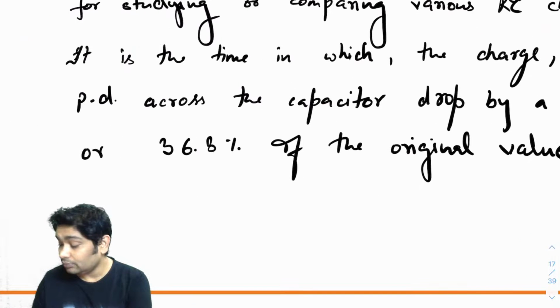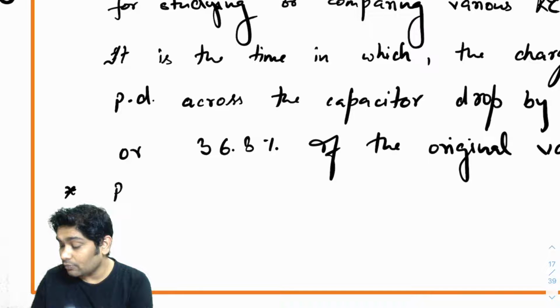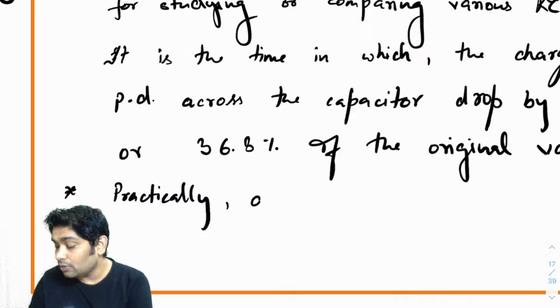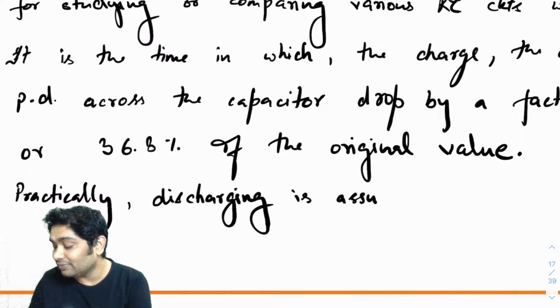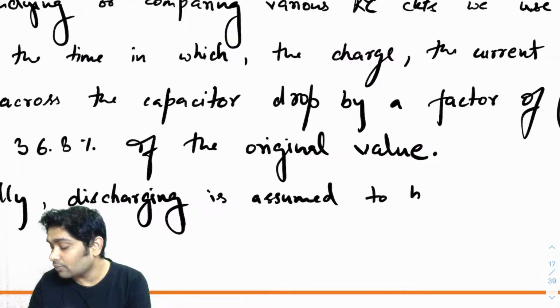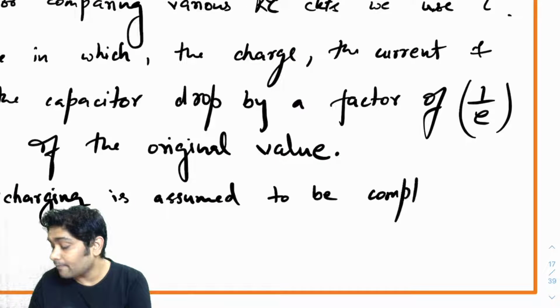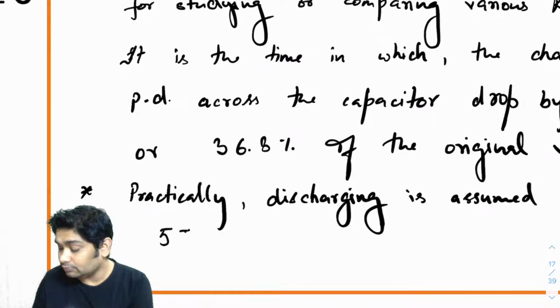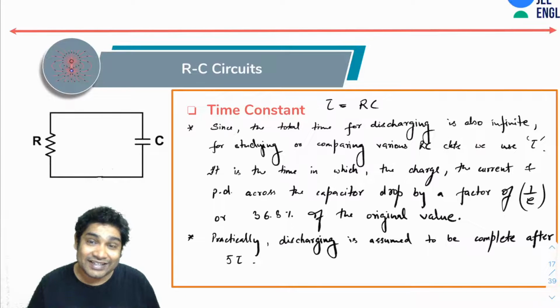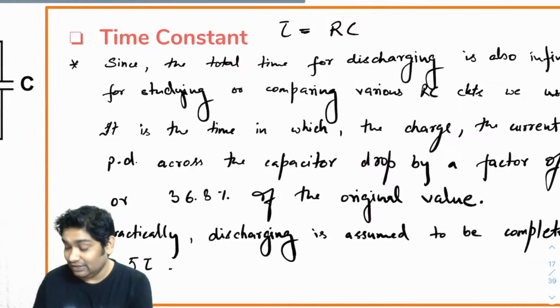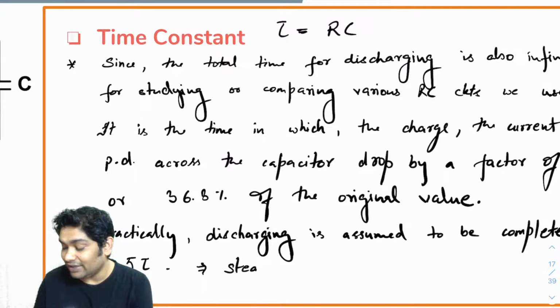So again, practically, discharging is assumed to be complete after 5 taus. Okay, so you realize here also everything would keep on changing until the steady state is reached, and this is what you will call steady state. Again, this would be called the final steady state of discharging.